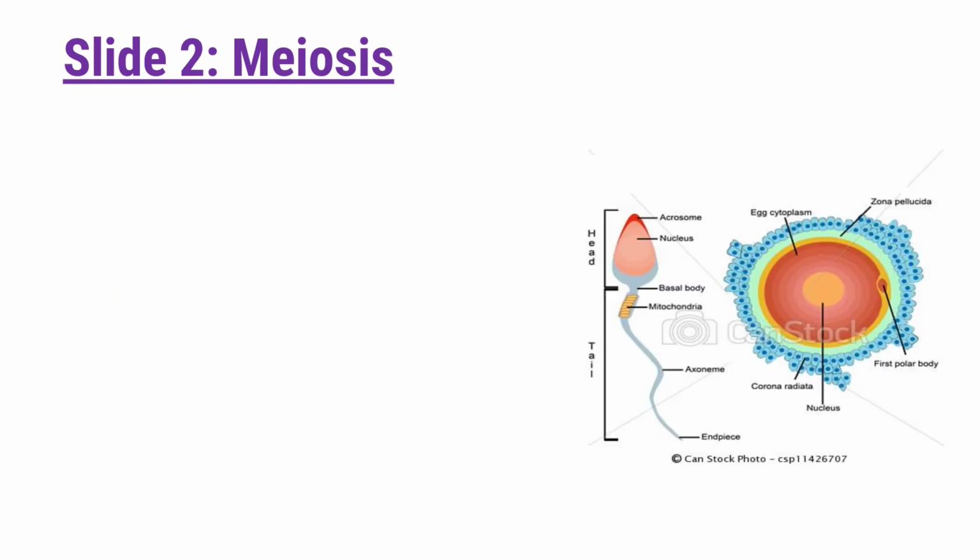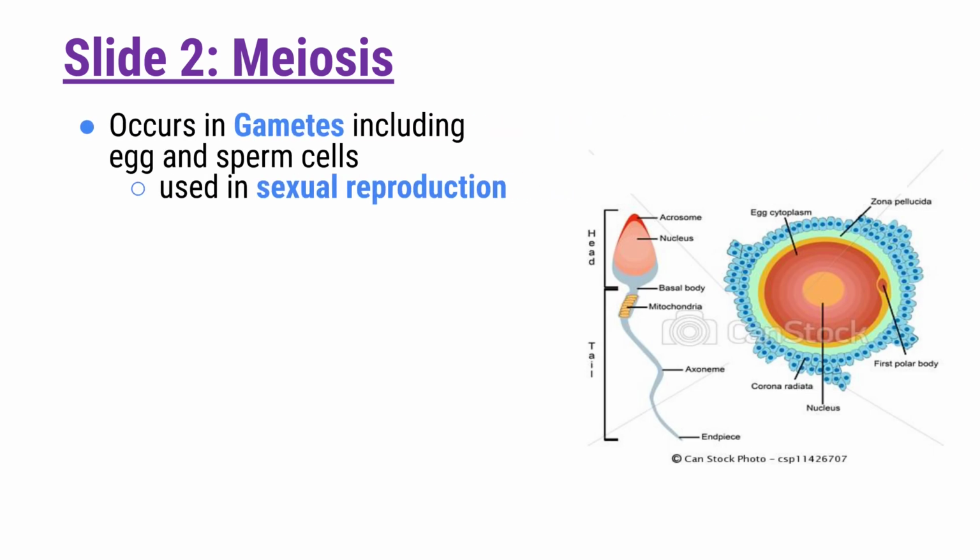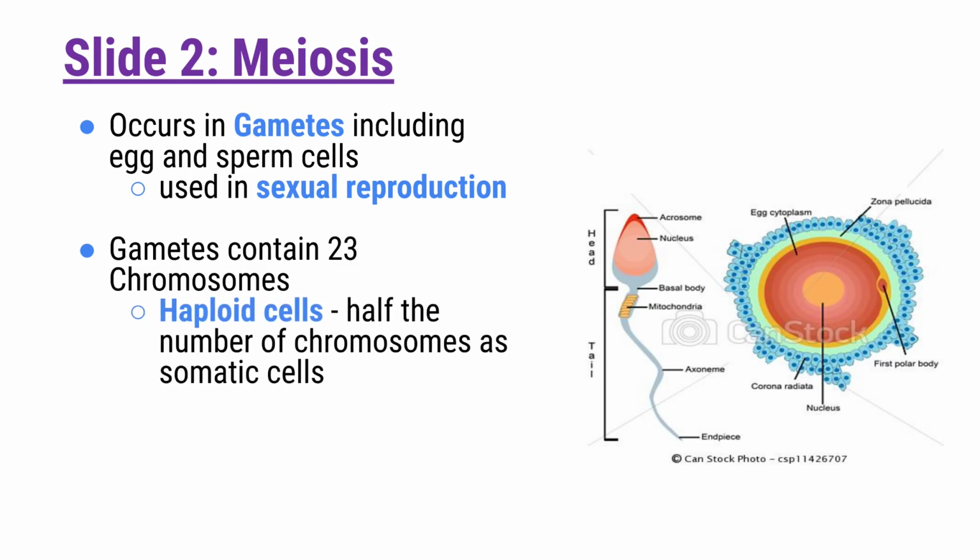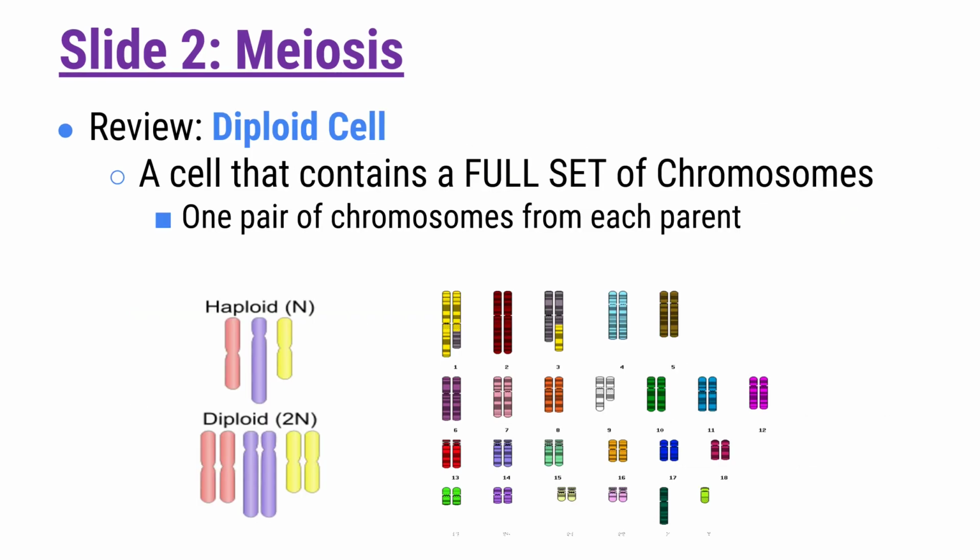So looking at meiosis now, it's a little bit different. So that occurs in our gametes, and those include our eggs in females and then sperm cells in males. And so these are only used in sexual reproduction. And so each of these gametes contain 23 chromosomes. So they're going to contain half as much as all of our body cells. And so that's what we call them haploid. So you can remember haploid as half. And so it's half the number of chromosomes as somatic cells. And so when we look at that 2N or N, that N just means the chromosome number.